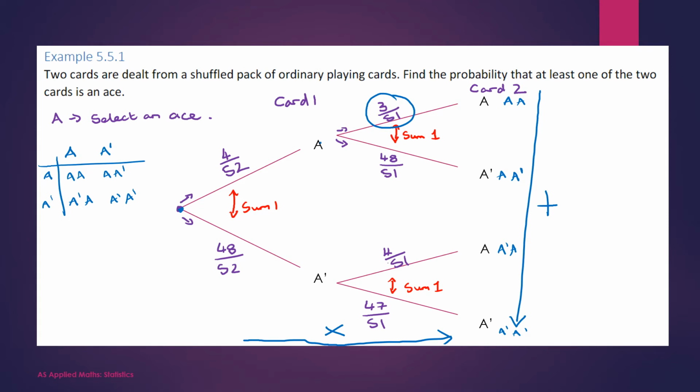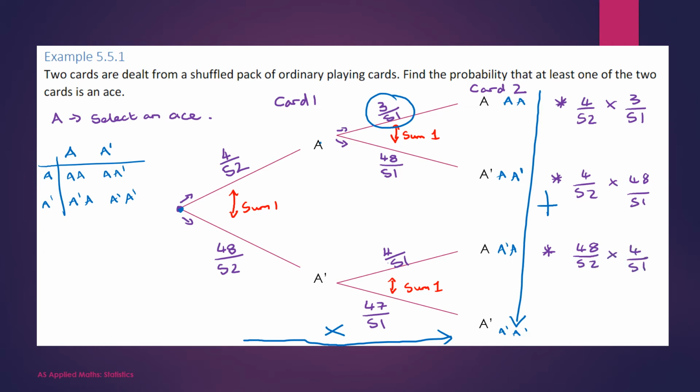So find the probability that at least one of the two cards is an ace. Thinking about the different combinations, if at least one of the two cards was an ace, it would be that one, and that one. At least one of them is an ace. Now I can see a shortcut here. Rather than working out all of this, to get this one we would do that, and then for this one we would do that, and then we would add all of these three together once I have done the multiplication.